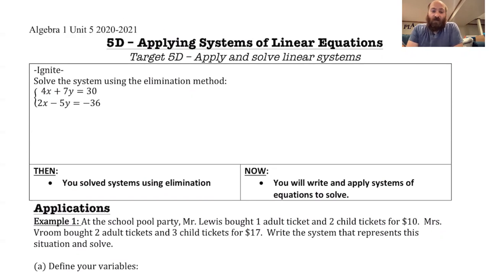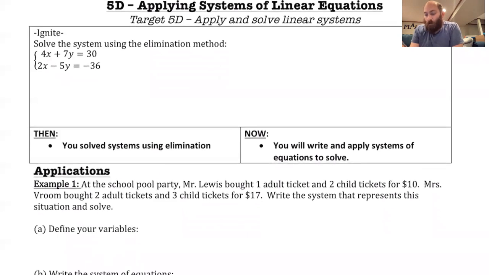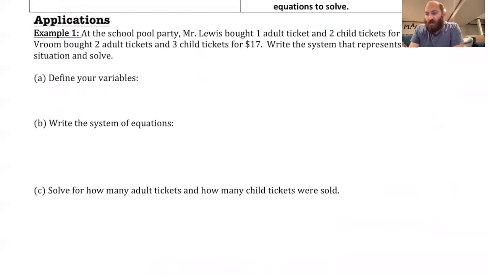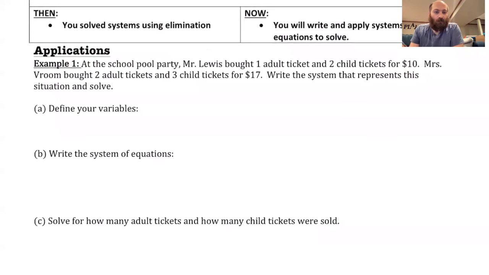Today we're going to be finishing up Unit 5 with 5D, applying systems of equations. So we've talked about all the different methods of solving systems of equations. Today you're going to be putting them all to word problems. How do they apply to some real life applications here?